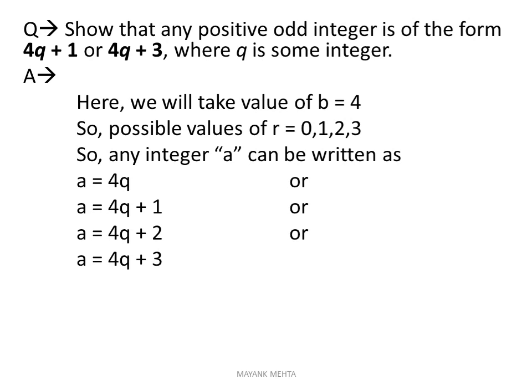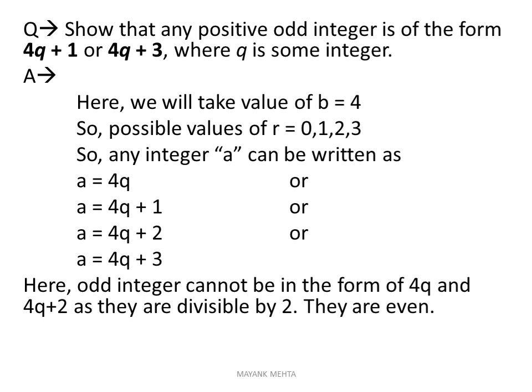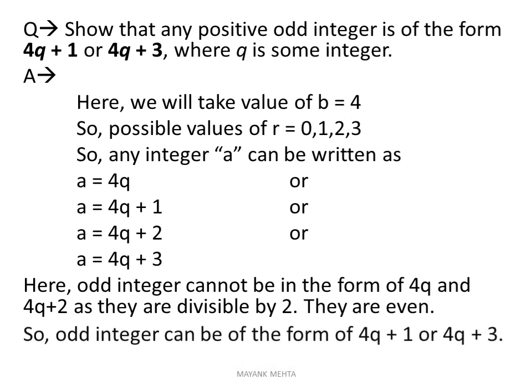Now, of these four numbers, 4q is divisible by 2, and in 4q plus 2 also you can take 2 common, so that is also divisible by 2. So 4q and 4q plus 2 both are divisible by 2. That means they cannot be odd integers. That means odd integers are of the form 4q plus 1 or 4q plus 3. You'll need to write this much in the answer if this is asked in the exam.